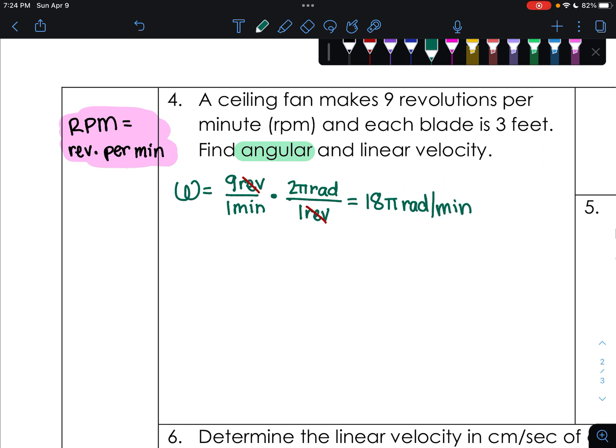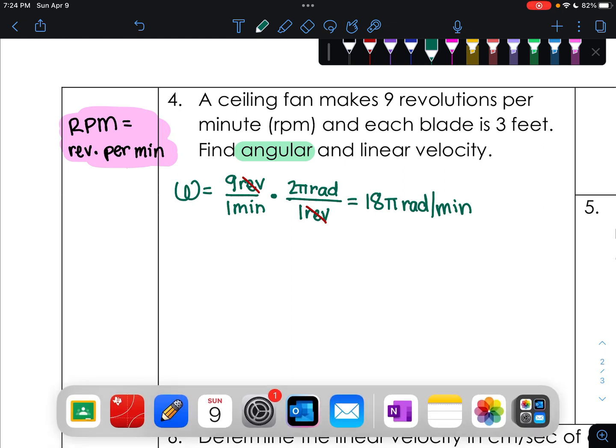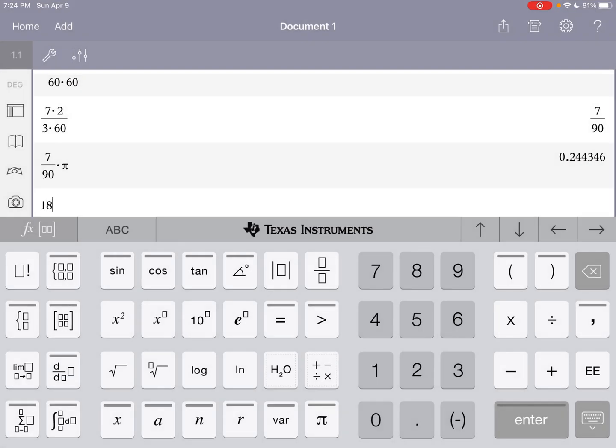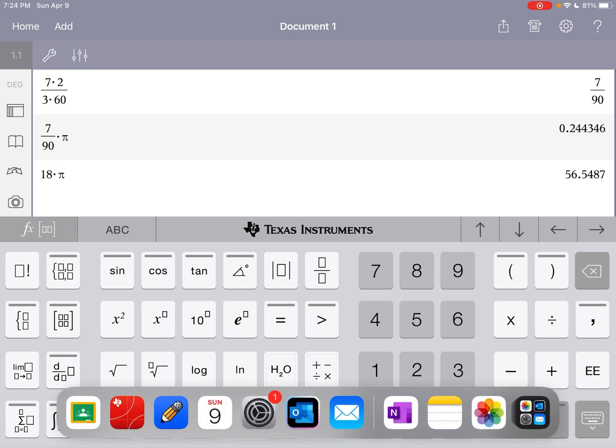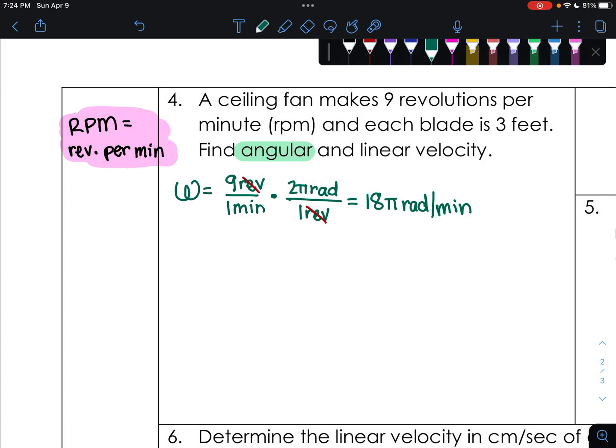If I wanted to write that as a decimal, we could type that into our calculator, 18 pi, and we get 56.55. And again, having our unit of measure is super important. If you leave it off, you will not receive any credit when you take your quiz over this section. Okay, so that is the angular velocity.